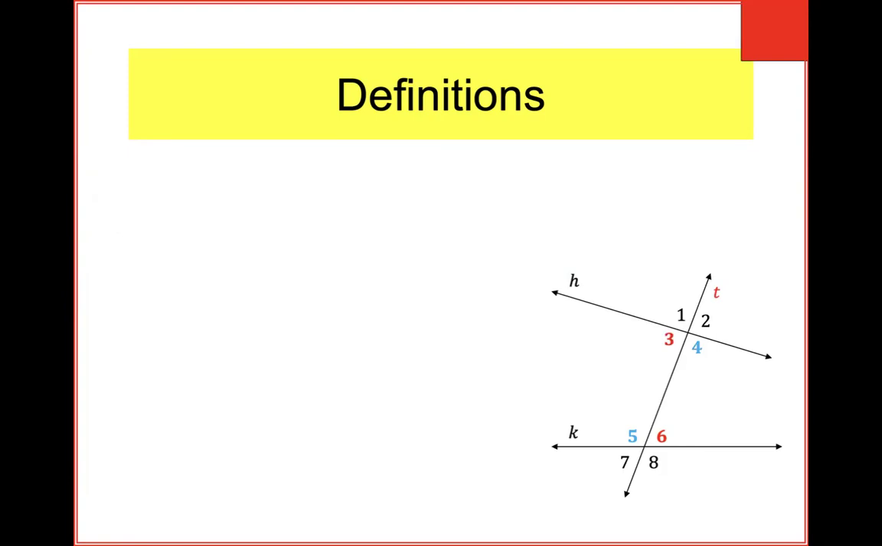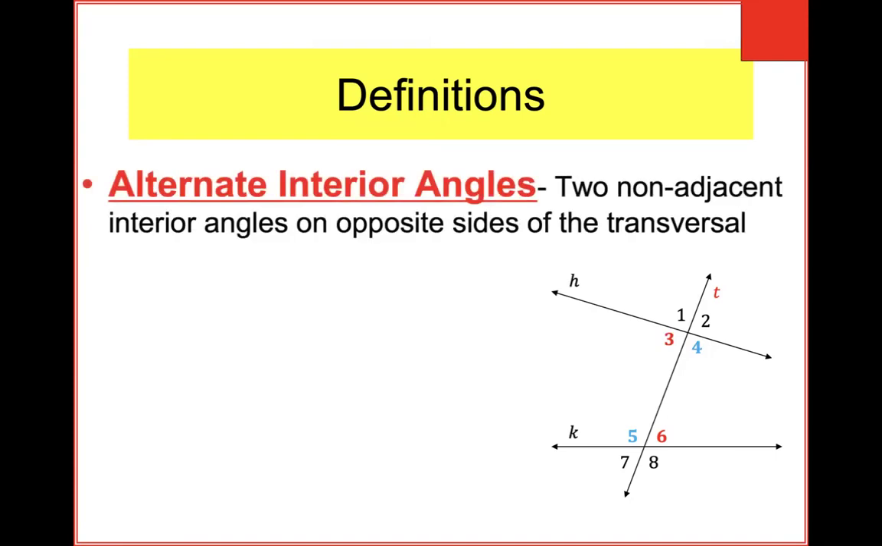Notice I made 3 and 6 red, and I made 4 and 5 blue. If we think about just 3 and 6, 3 is on the top, 6 is on the bottom, 3 is on the left of the transversal, 6 is on the right of the transversal. I'm alternating between the two positions, top to bottom, left and right, which is why we call these angles, the 2 red ones and the 2 blue ones, alternate interior angles. These are 2 non-adjacent interior angles on the opposite sides of the transversal. So angles 3 and 6 are alternate interior angles, and angles 4 and 5 are alternate interior angles.